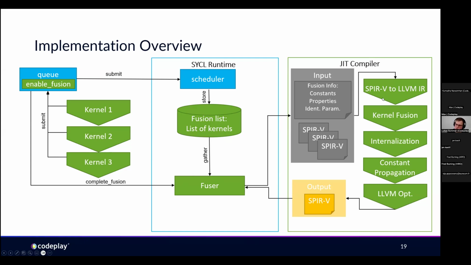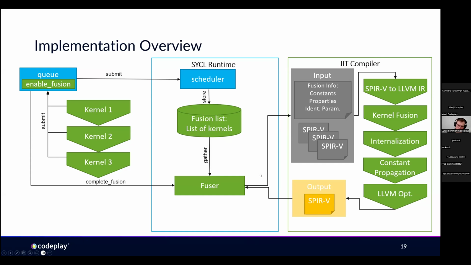If the input format was SPIR-V, we will translate the SPIR-V to LLVM IR, and then we have a number of passes that we developed in the JIT compiler. The first one is doing the kernel fusion, the next one is going to do the internalization, the data flow internalization, and then we do some constant propagation. I'm going to talk about each of these steps in a minute a bit more. We also basically run a more or less standard LLVM optimization pipeline on the output of this. And then we translate the output back to SPIR-V if we're targeting Intel devices, or we will translate the output to GCN or PTX if we're targeting AMD or NVIDIA devices.